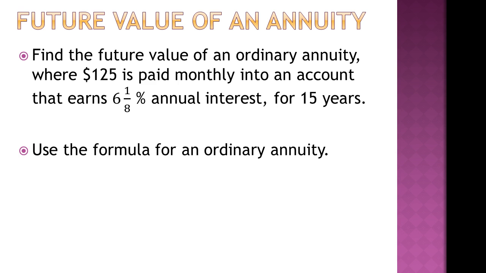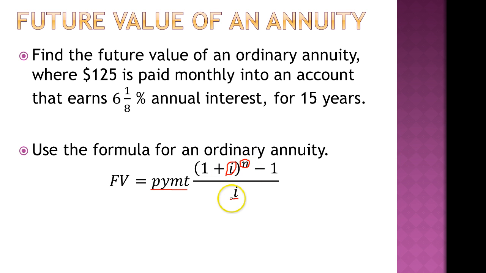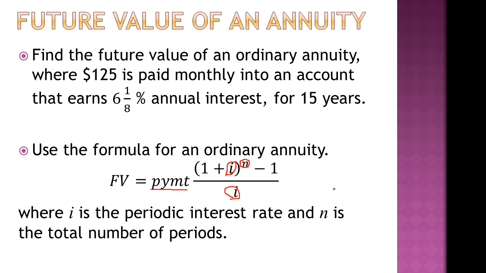We'll use the formula for an ordinary annuity. It looks like this. Notice there's only a few places we have to plug things in. The payment, which we know is $125, and then this I and this N, and here's the I again down here in the bottom. I is the periodic interest rate, and N is the total number of periods.